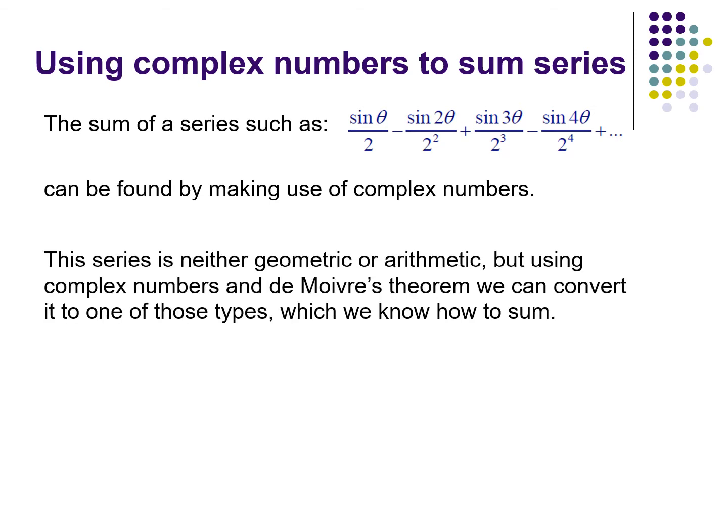Now, first thing to say is if you look at that, that is not a geometric series and that is not an arithmetic series. I am not adding a constant difference to get the next term, or multiplying by a constant ratio to get the next term. But if I make use of complex numbers and de Moivre's theorem, then I can convert it to a type of series that I can sum. So let's have a look at how we go about doing that.